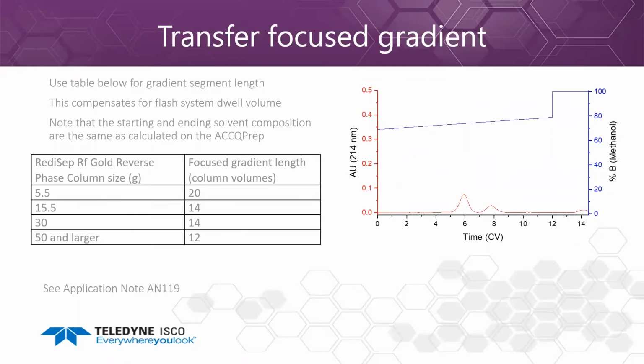Application note number 119 has the details of scale-up as well as this table. The gradient method listed here changes the gradient length as a function of column size. Dwell volume affects small columns more than larger ones. All of the runs will purify compounds within just a few minutes.